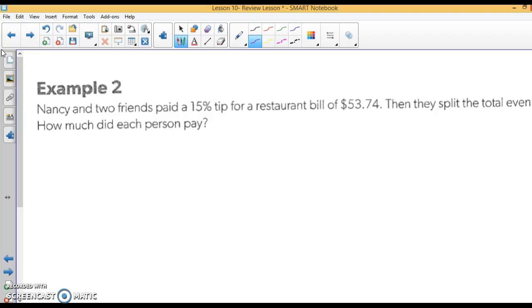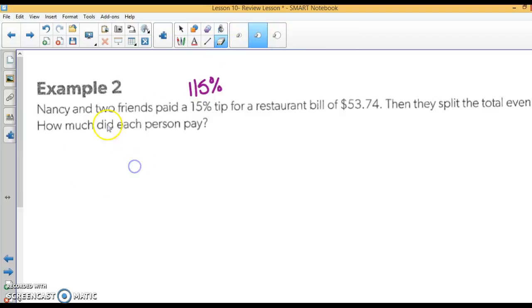Nancy and 2 friends paid a 15% tip on a restaurant bill that is $53.74. Then they split the total evenly. How much did each person pay? Well, again, they're paying 100% of the bill and 15% tip. So isn't that 150? I'm sorry, it's 115%.